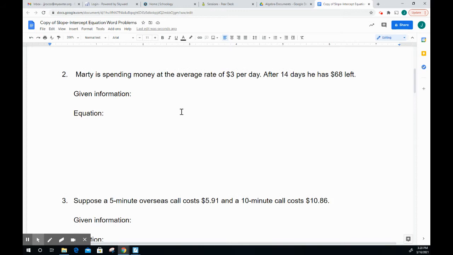You're going to see that again right here. It says Marty is spending money at the average rate, right there, average rate of $3 per day, dollars and days. That's your slope. I'm going to just tell you right now. Word rate, the dollars per day, money per day, that's 2 units, money and days. The slope is 3.